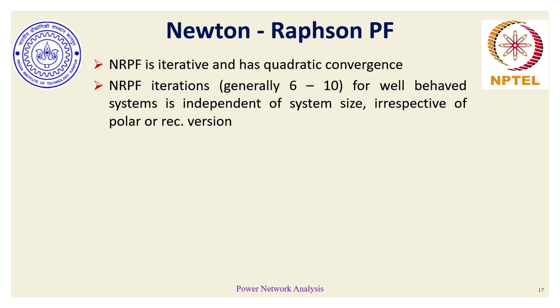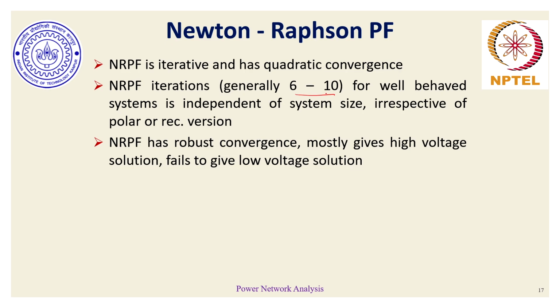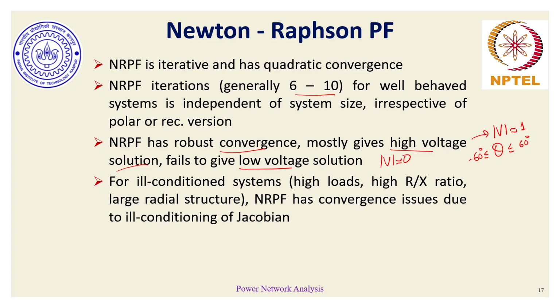We have already talked about the quadratic convergence of Newton Raphson in the previous lecture. For a well-defined system, Newton Raphson generally converges in a very limited number of iterations. It has robust convergence and mostly gives the high voltage solution, wherein high voltage means the voltage magnitudes are close to 1 per unit and phase angles are in the order of a few plus minus 45, 60 degrees and so on for well-defined systems. For the low voltage solution, the voltage magnitude itself would tend towards 0 no matter what the phase angle is. So Newton Raphson usually provides the high voltage solution, although it can provide the low voltage solution depending on the initial choice.